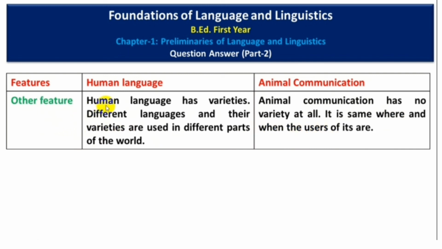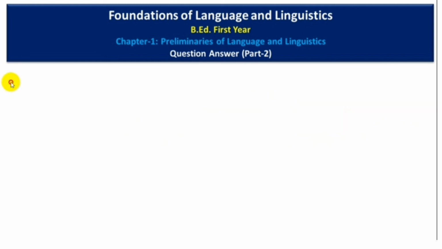Other feature. Human language has varieties. Different languages and their varieties are used in different parts of the world. Animal communication has no variety at all. It is the same wherever and whenever the users of it are.